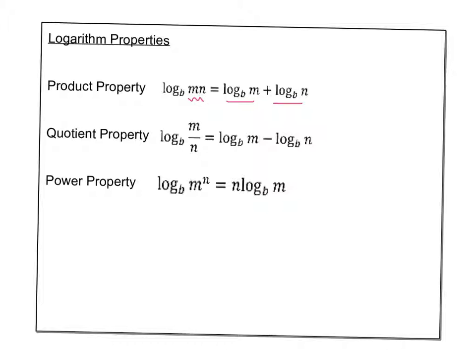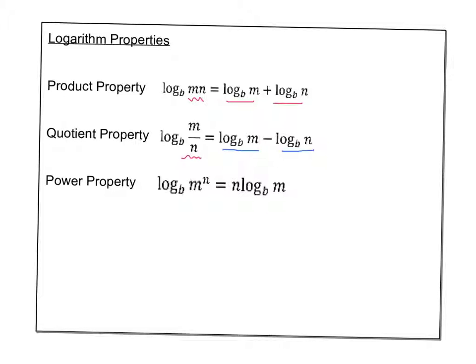So the log base b of m times n equals the log base b of m plus the log base b of n. Then the same thing works for the quotient property. If I have two numbers that are divided, so m divided by n, the log base b of m divided by n turns into a subtraction problem. So it'll be the log base b of m minus the log base b of n. We'll be seeing these shortly in examples so that it'll make better sense to you.